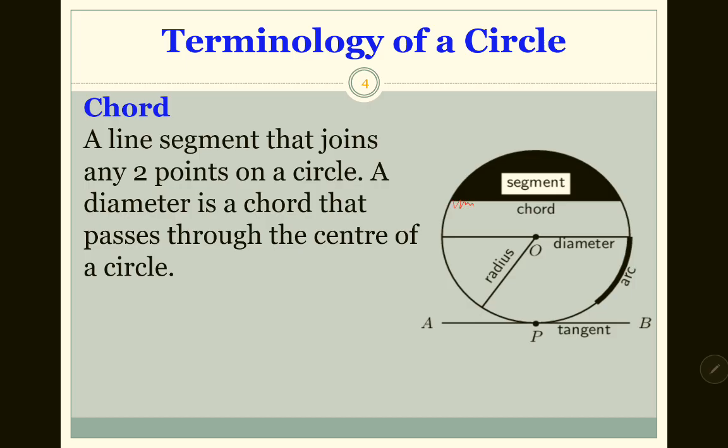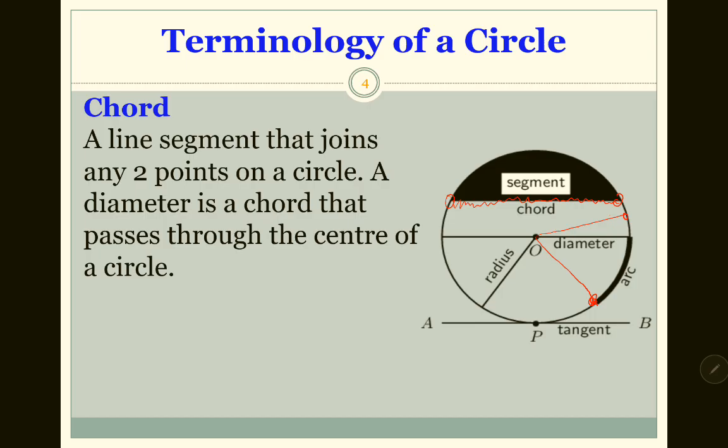If you are looking at a chord, it says a line that joins any 2 points. Remember, it must be a line. The one that we drew earlier was moving from here and going from there. So once I've done that, it's not a line, so you basically have 2 lines here. This one will qualify as an arc, but we'll get to it.